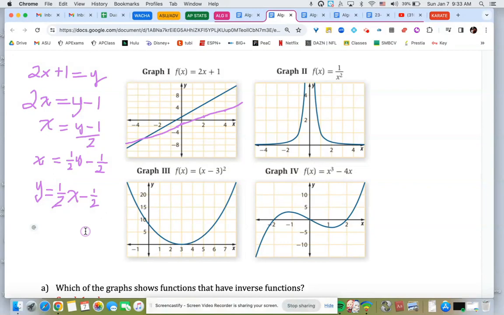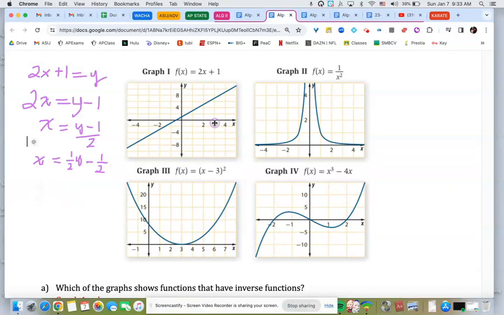I know that's a little confusing. That takes a little practice on that one. So we'll do some stuff in class with that as well. But that's kind of the point with an inverse, right, is that you're switching the x's and y's. Let me get rid of all this.